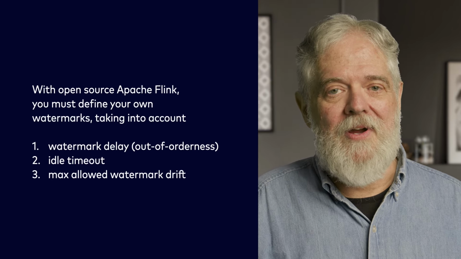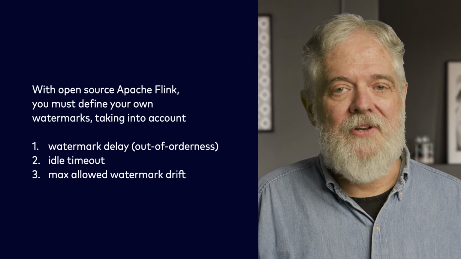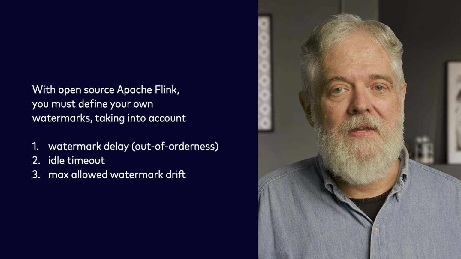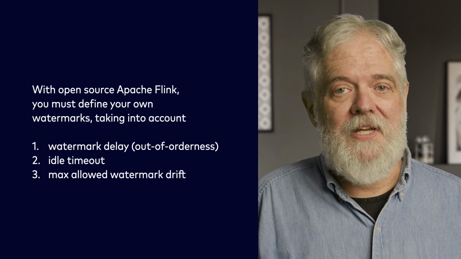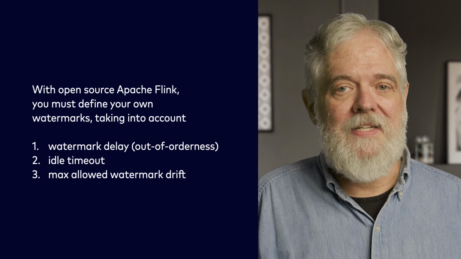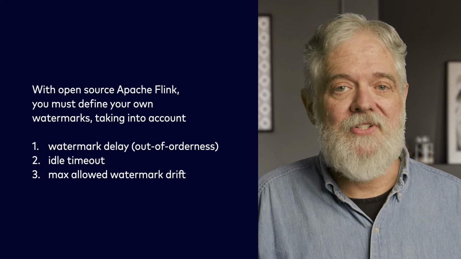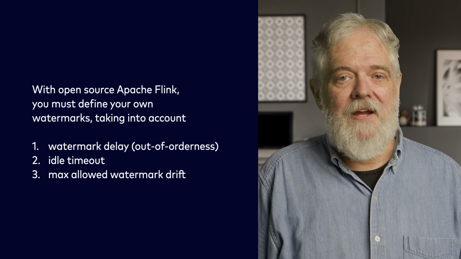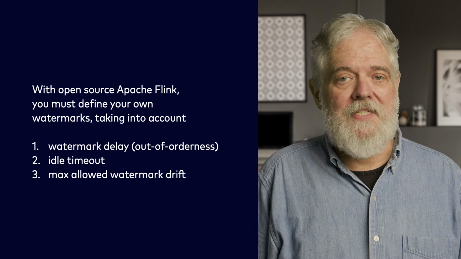If you're working with open source Apache Flink, you'll need to think about the three factors we've just described. Begin by choosing watermark delays based on your estimate of how out of order each stream can be. This will be 0 if a stream is strictly in order, but for out-of-order streams, typical values range from a few seconds up to about a minute, but can be much longer. You'll want to take care to be sufficiently conservative with your estimate that you won't have too many late events.